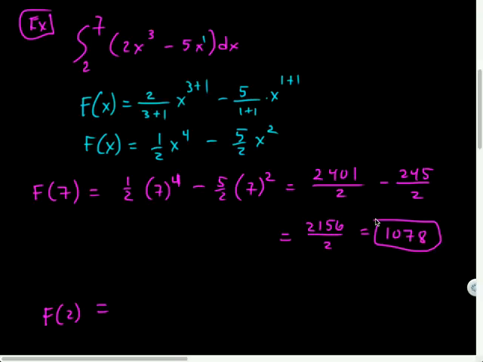So what does 1078 represent? That is the area under this curve from 0 to 7. Okay? So that's what this actually represents. So this is from a equals 0 to b equals 7, right? And now we'll figure out F of 2, cap F, right? Not bad, not bad. Man, this is so easy. I love it.